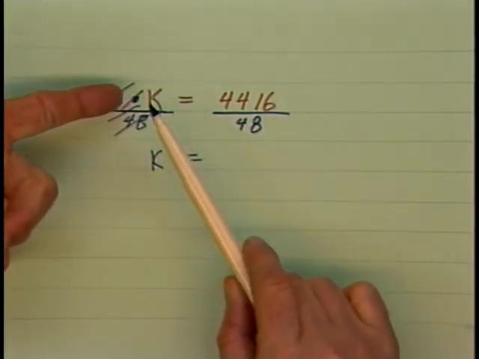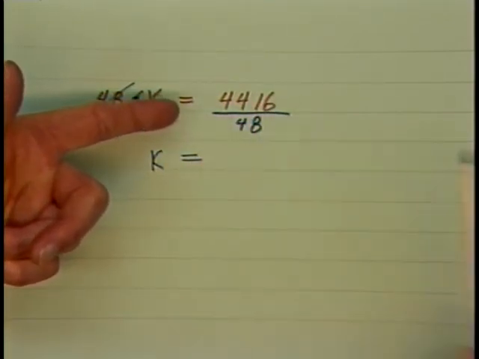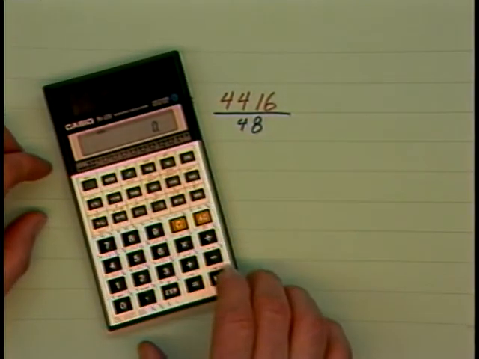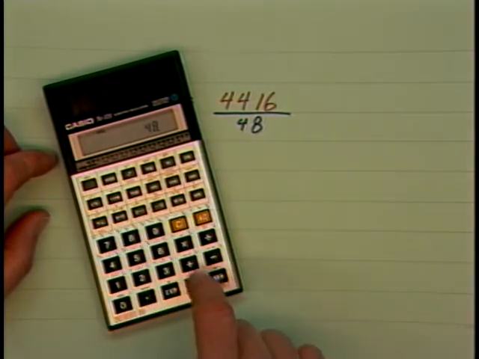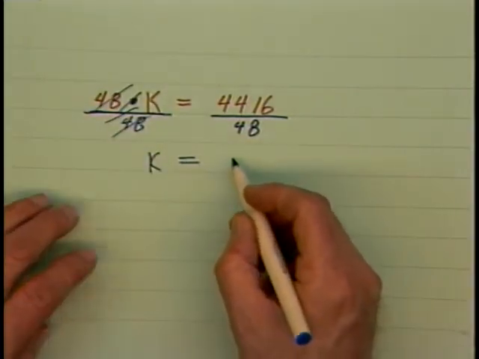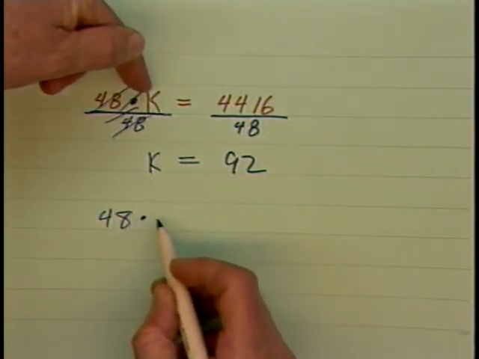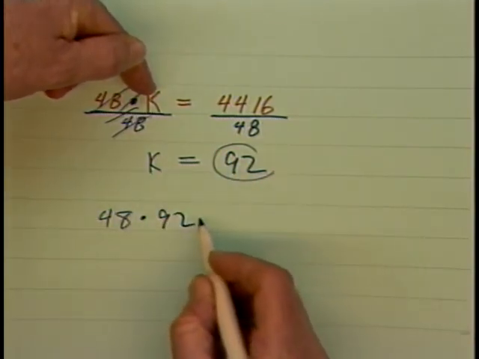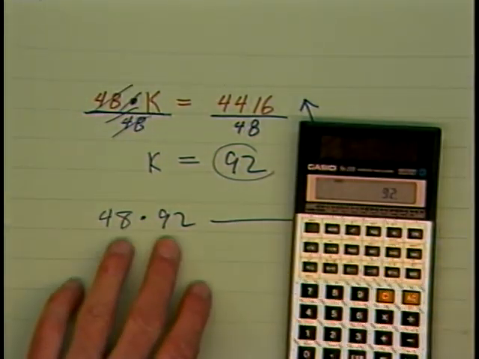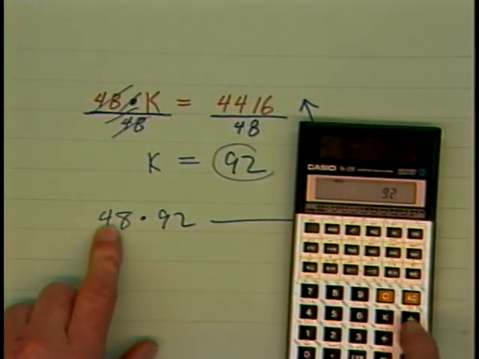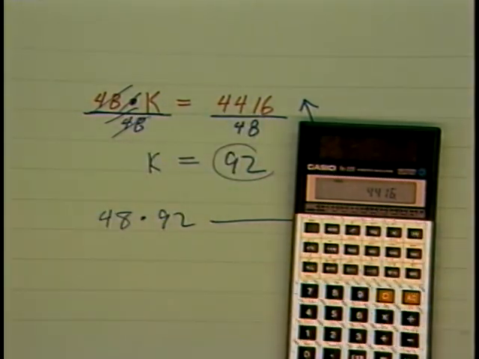Now this reads k, which is all that's left, is 4416 divided by 48. And on our calculator, if we wish, 4416 divided by 48 is 92. And to check it, our original problem said that 48 times k, which we're claiming now is 92, should be 4416. And if we multiply this, 92 times 48 equals, indeed I do get my 4416 back.